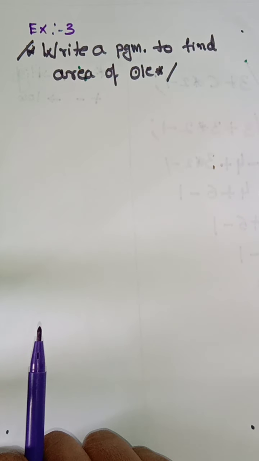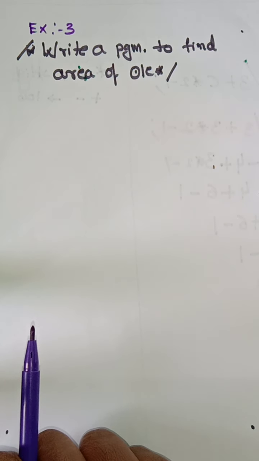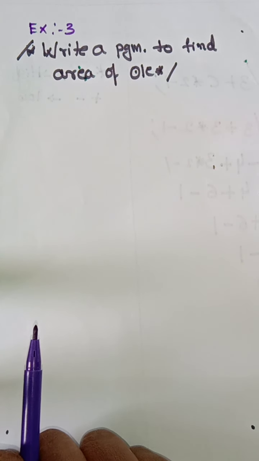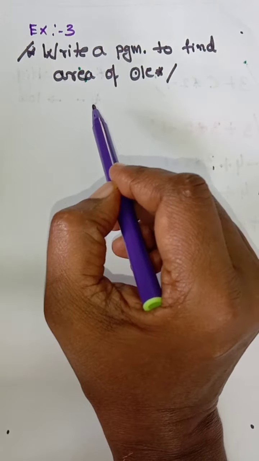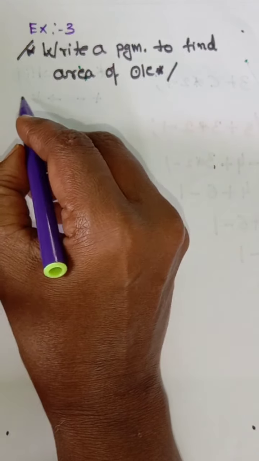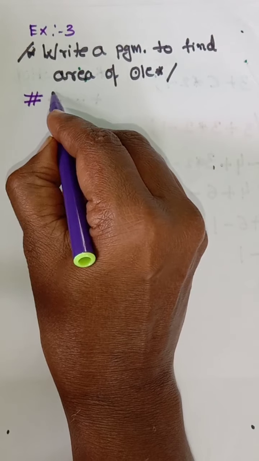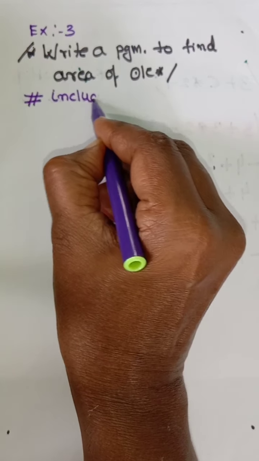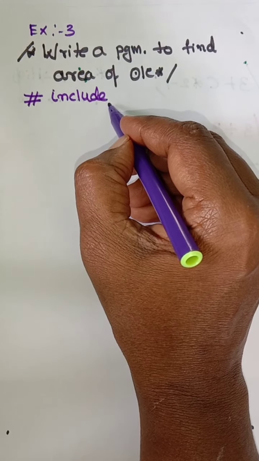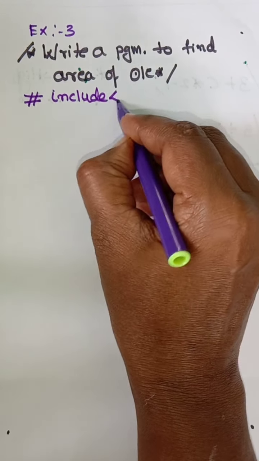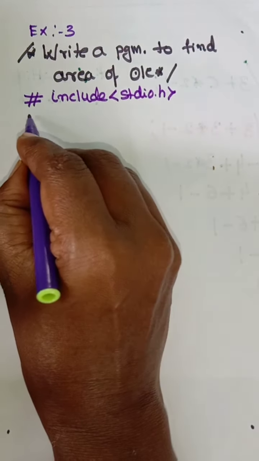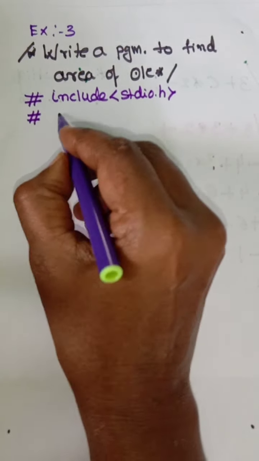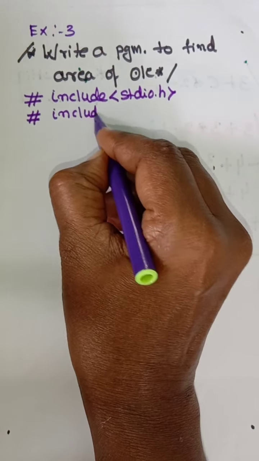So now let us write another program, that is, write a program to find the area of a circle. As usual, I have already written the comment line. Next, you have to write the includes. First one is hash include, you have to spell it correctly, hash include stdio dot h. And whenever we are doing the practicals, we usually include another file.